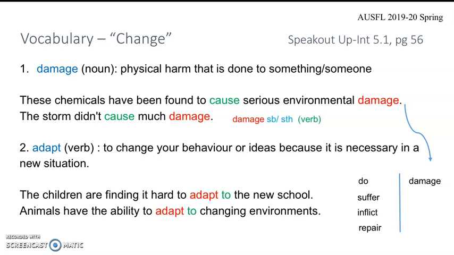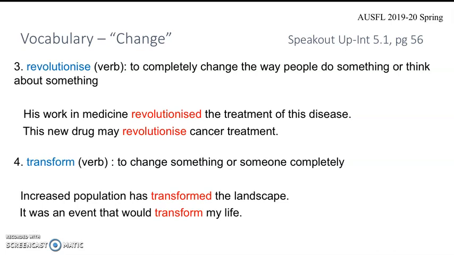Number 2 is adopt. Adopt means to change your behavior or ideas because it is necessary in a new situation. And it is used with the preposition to. Adapt to the new school, adapt to changing environments. Number 3 is revolutionize. It means to completely change the way people do something or think about something. So we're talking about a complete change here. You can check the examples. Number 4 is transform. It is similar to revolutionize, the strong word. It means to change something or someone completely.